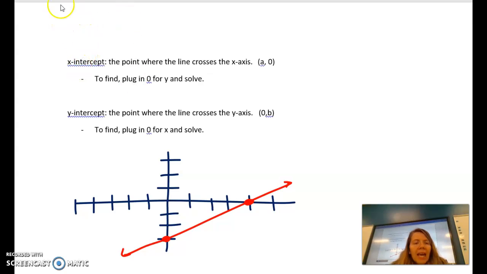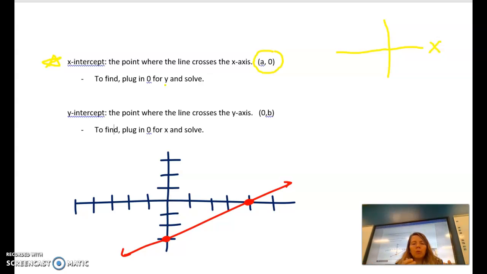So the x-intercept is the point where the line crosses the x-axis. So if you're on a coordinate plane, the x-axis is where it moves left to right. So any point here where a line crosses, it's called the x-intercept. And so to write it as a coordinate, it is whatever the x value is, comma 0. So to find it from an equation, you plug in 0 for y and solve for x.